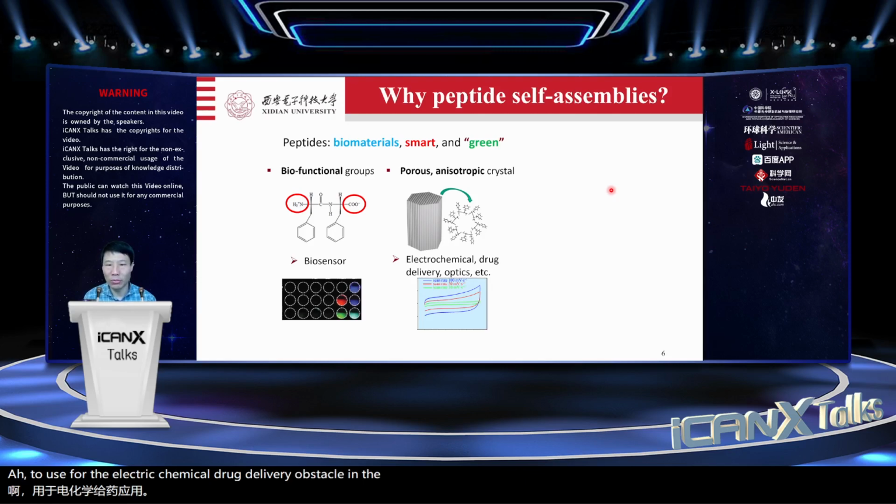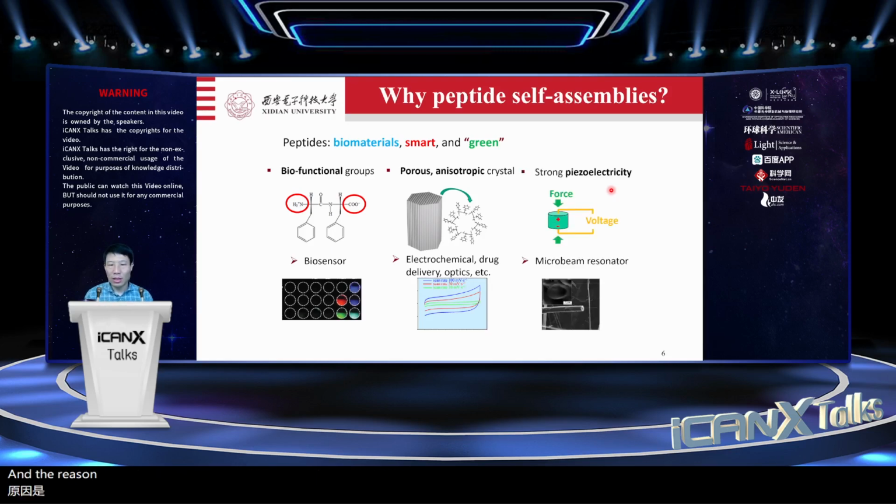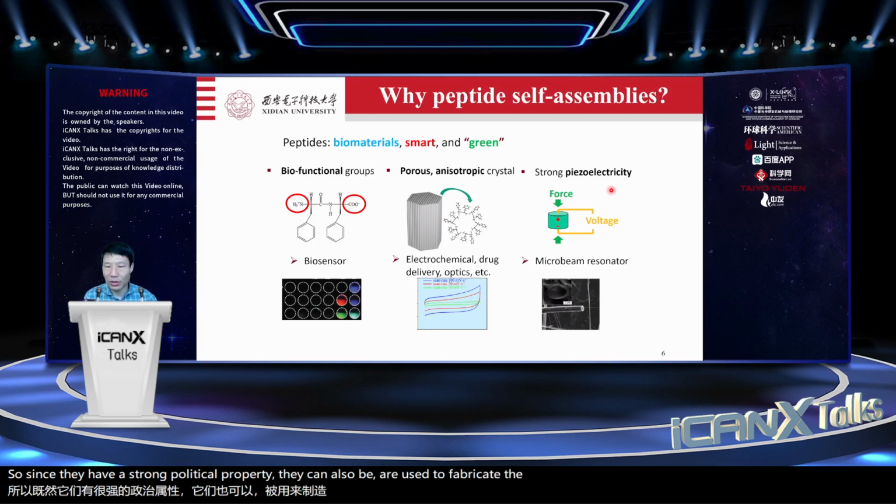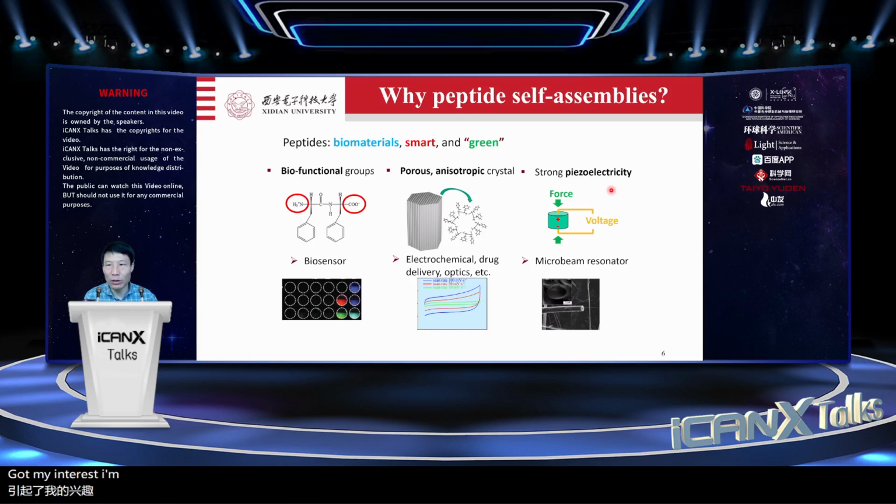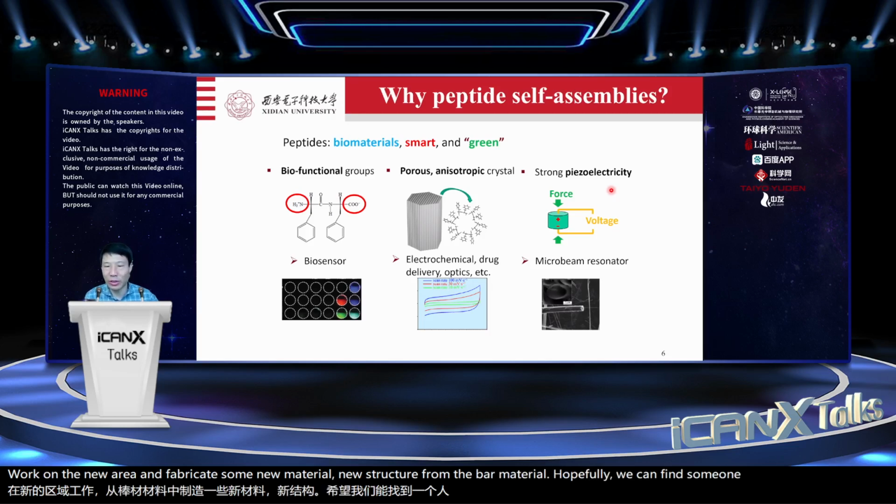Most importantly, as I said earlier, I like piezoelectric materials, and the reason I'm interested in biomaterials is that some biomaterials also have strong piezoelectric properties. For example, our bone is also a piezoelectric material. Many piezoelectric materials can be found in our body. So since they have a strong piezoelectric property, they can also be used to fabricate piezoelectric devices. So that got my interest. I'm trying to work on this new area and fabricate some new materials and new structures from biomaterials. Hopefully, we can find some interesting applications as well.